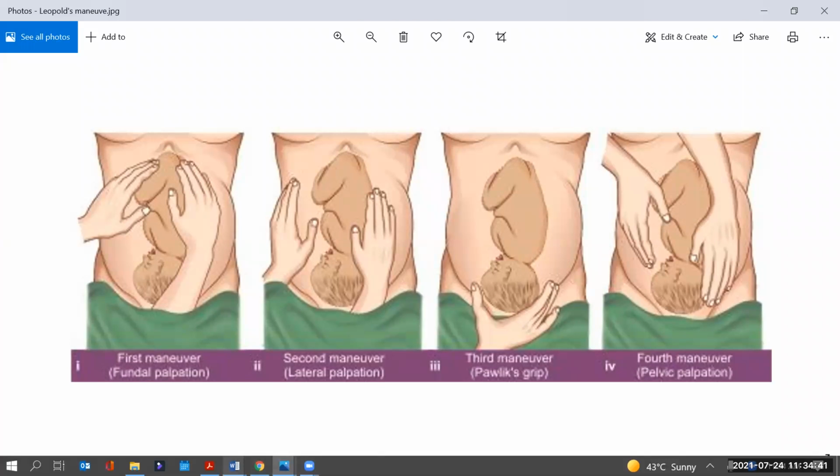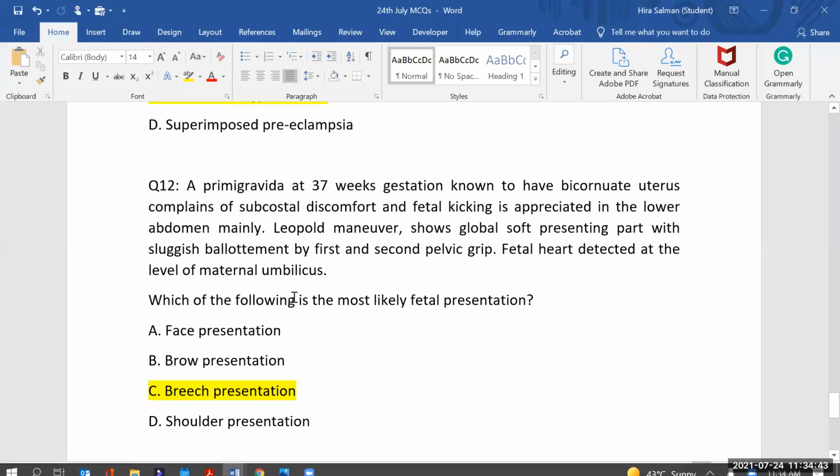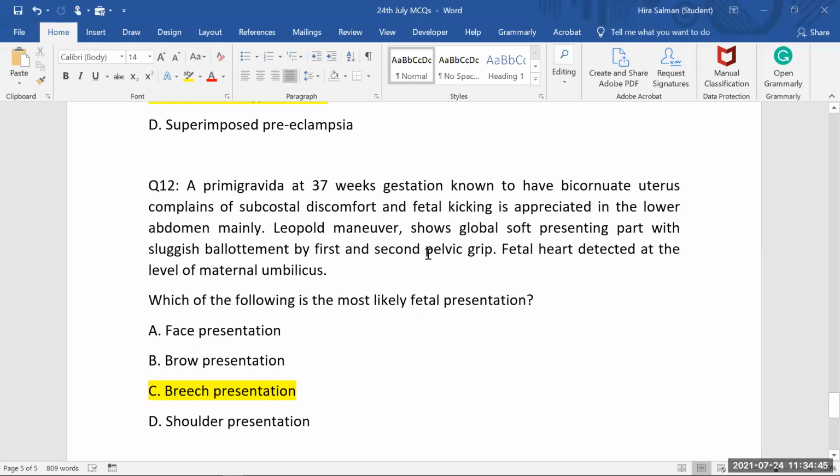So here in this question, it says when we did this Leopold maneuver, what we have observed is that by the first and second pelvic grip, we appreciate the butt of the baby. Are you getting me? We appreciate the bottom part of the baby, not the head part. Why? Because it shows a globular soft presenting part. If it is a cephalic presentation, if the baby's head is down, that should be a very strong, firm, rounded portion which you can feel.